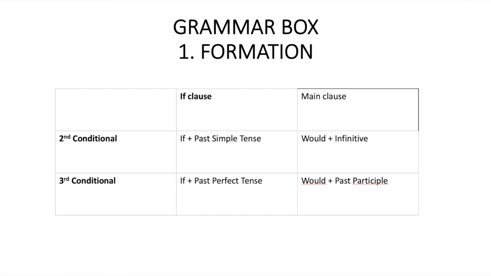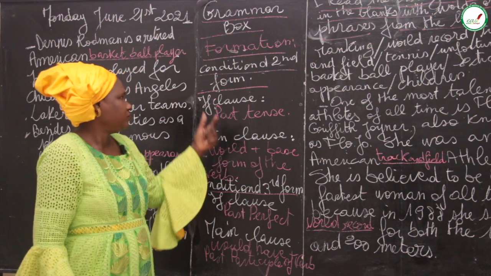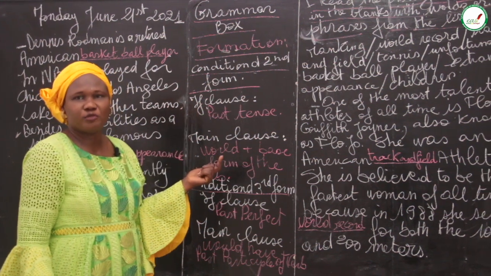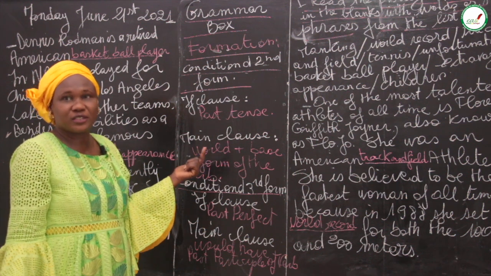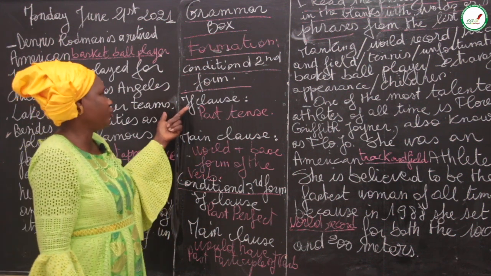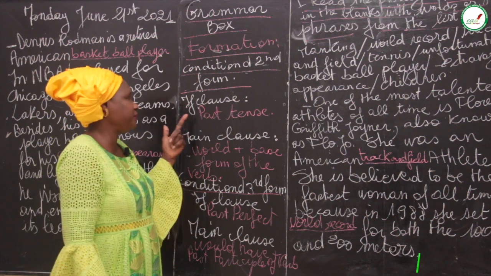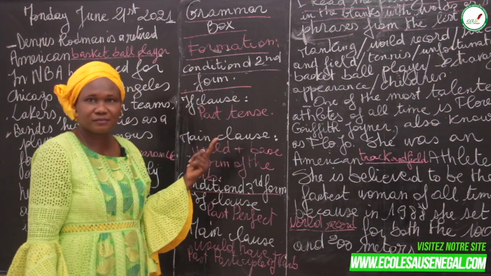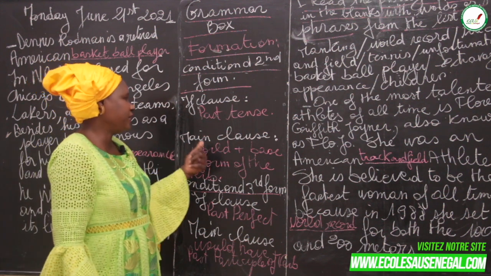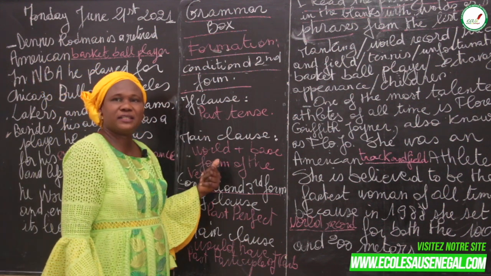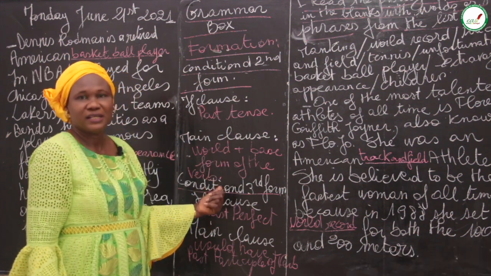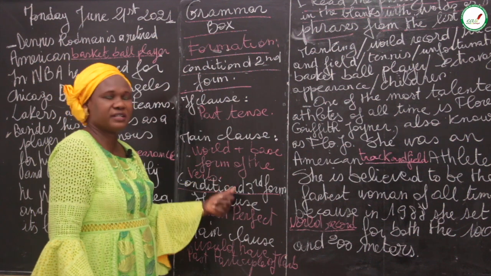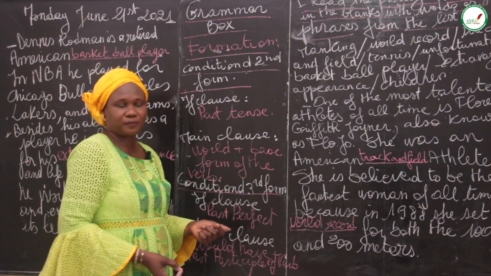If we go back to other classes, the conditional first form, you already know how we form it. For conditional first form, we have also the if clause. Here the verb is in the present tense. And we have the main clause, and in the main clause we have will plus base form of the verb. If I say base form of the verb, it's the infinitive.